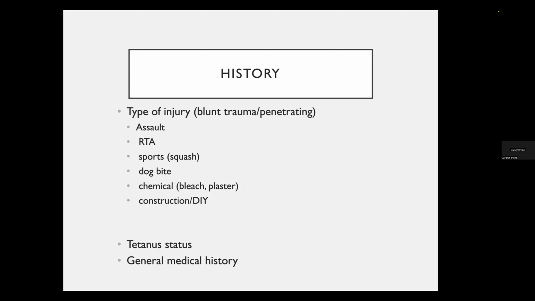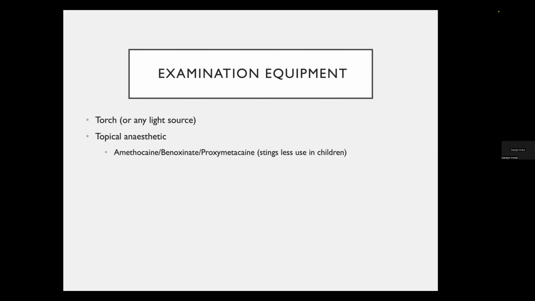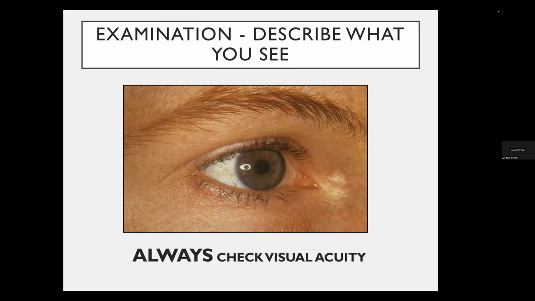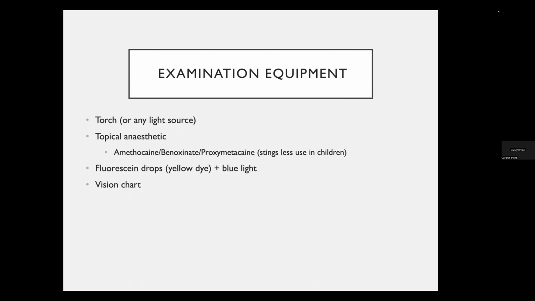Always remember the tetanus status, I'm sure you do, and we need a general medical history just to make sure we know what else is going on to manage them. Like I said before, you don't need a lot. Just a torch, a drop of anaesthetic to make the eyes numb, give it time to work, and then a vision chart if you have one, and just some yellow dye.